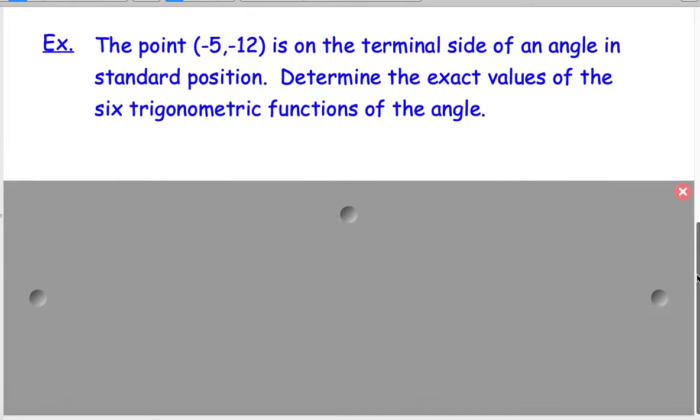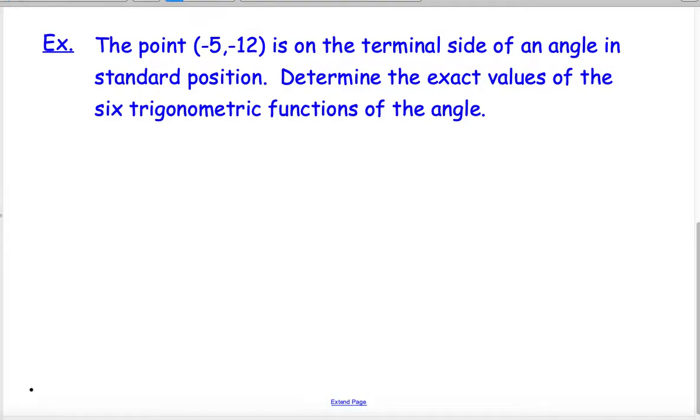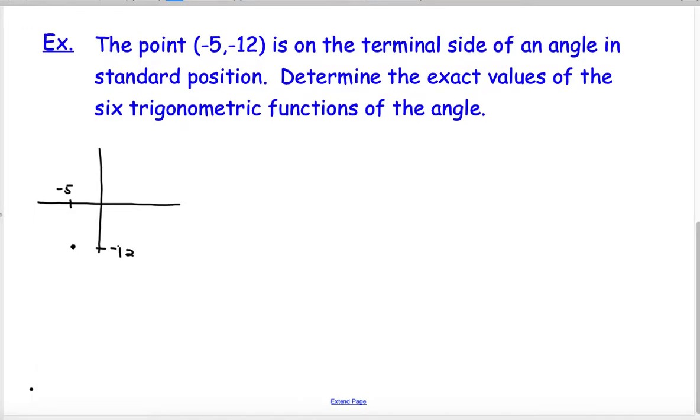It's worded a little differently, but it's essentially the same type of problem. The point -5, -12 is on the terminal side of an angle in standard position. Find the exact values of the 6 trig functions. So step 1, we always want to plot this point. And so we're going -5, -12. Let's just pretend that's over here. That's -12. That's -5. So what I'm going to do is connect that to the origin, make a perpendicular to the x-axis. Now I have my right triangle.